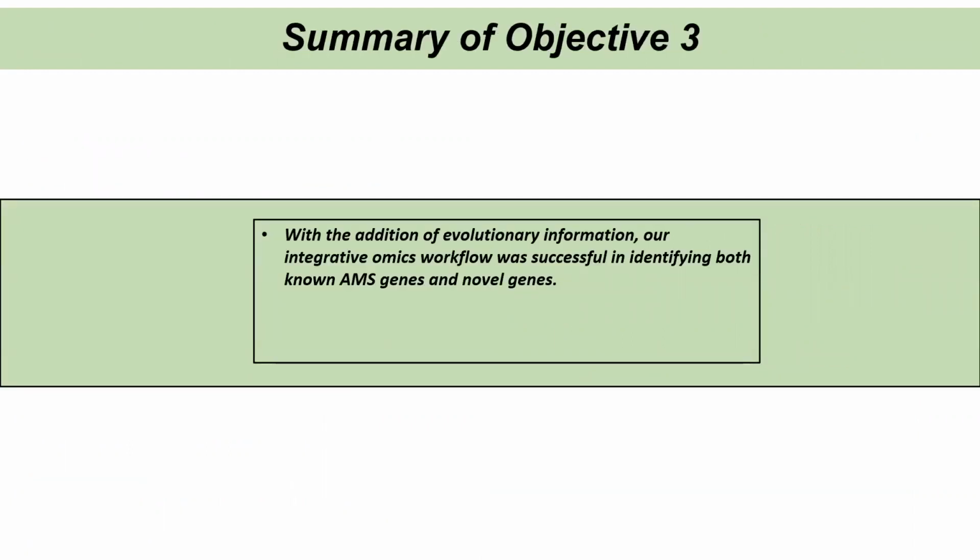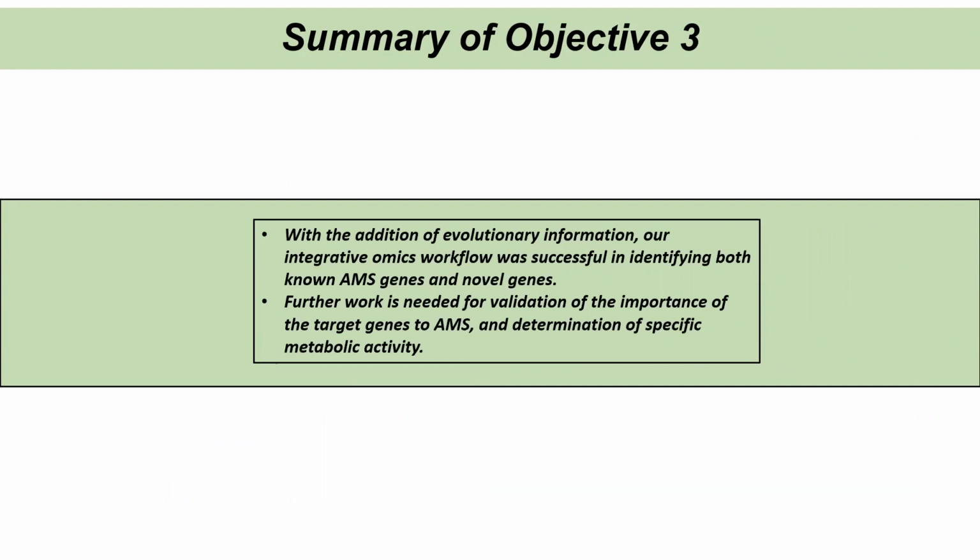Okay, so in summary of objective 3, with the addition of evolutionary information, our integrative omics workflow was successful in identifying both known AMS and novel genes. However, further work is needed for validation of the importance of the target genes to symbiosis and determination of their specific metabolic activity.